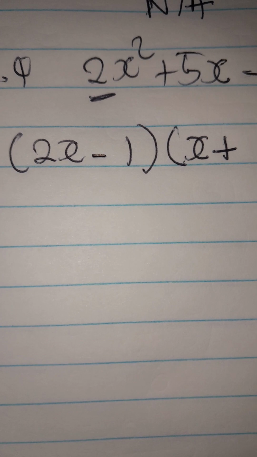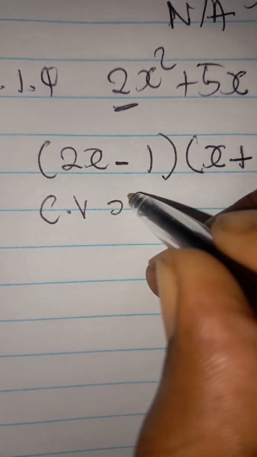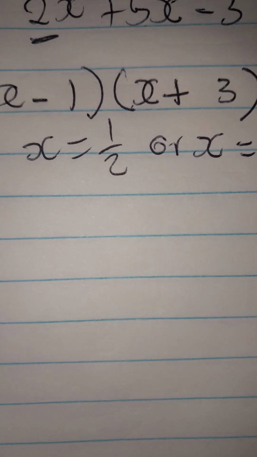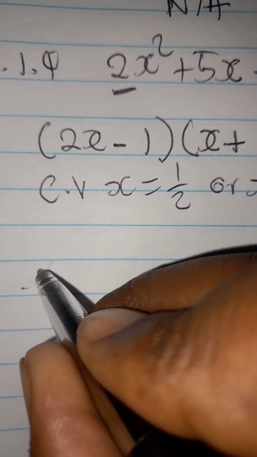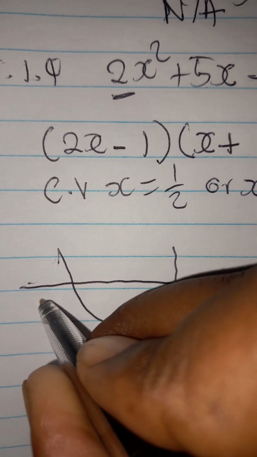Okay, so let's find the critical values there. So this will be x equals a half, and this will be x equals -3. All right, so graphically, in a graphical form, we can put this in this manner.